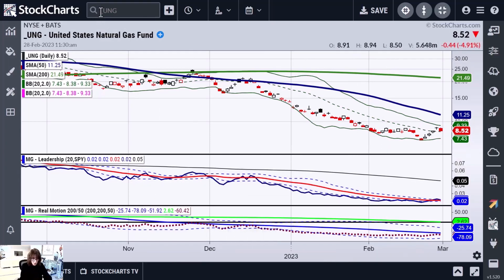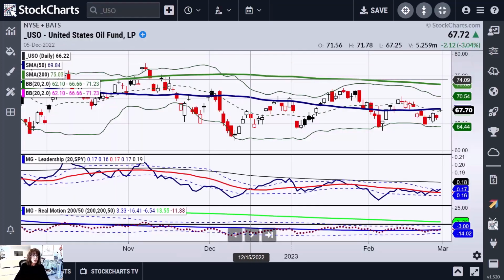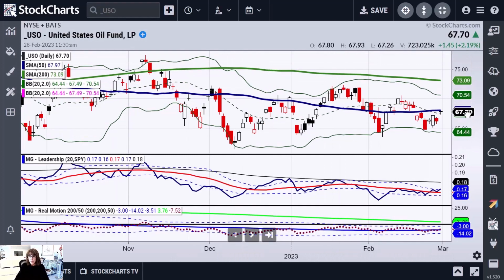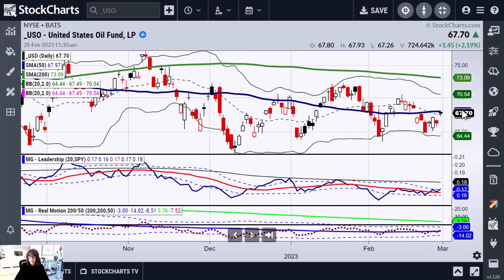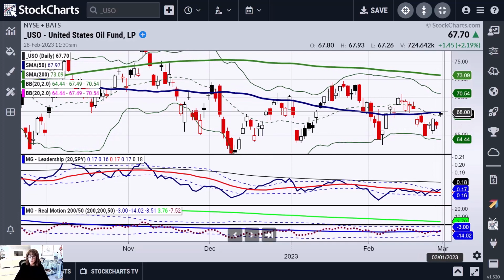What I'm also finding really interesting here, by the way, since we're speaking of energy, is the U.S. Oil Fund. I mentioned this, I've written about it. This right now is outperforming the SPY. It is clearing the 50-day moving average in momentum. It just needs a couple of closes here over the 50-day moving average, so we're calling it about 68.